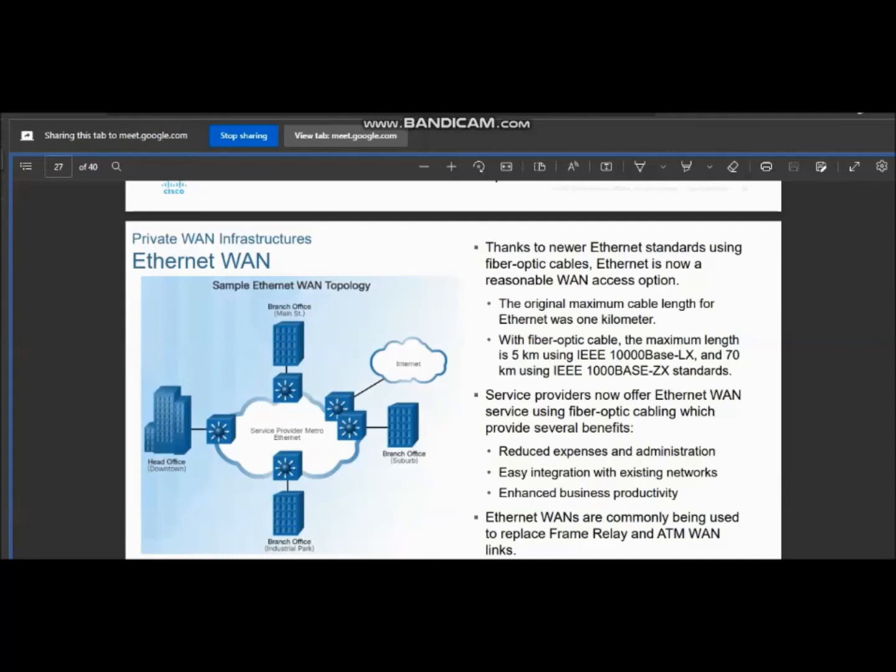Ethernet standards using fiber optic cables. Ethernet is now a reasonable WAN access option. Ethernet WANs are commonly being used to replace Frame Relay and ATM WAN links.